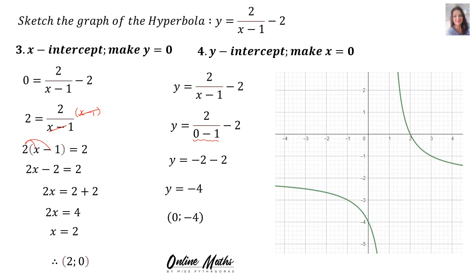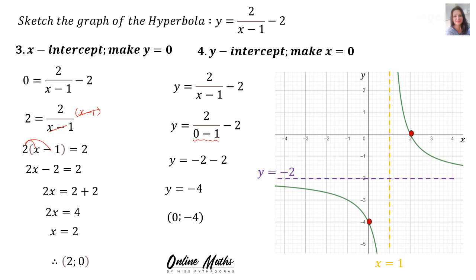Then there's your hyperbola. Y-axis, x-axis. The x-intercept is the point (2, 0). The y-intercept is the point (0, -4). Now you also need your vertical asymptote, the line x is equal to 1, and your horizontal asymptote, the line y is equal to negative 2.